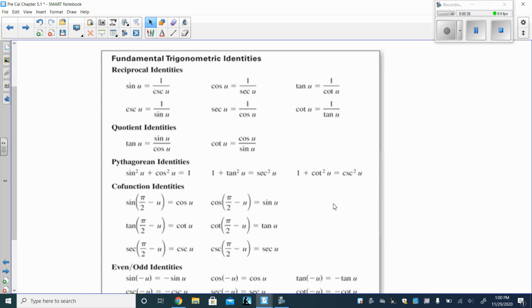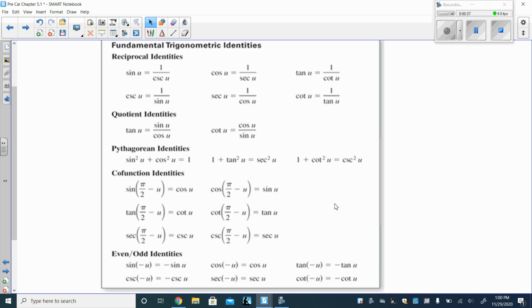Now this here is a pretty good size chart because we have sine, cosine, and tangent with our reciprocal functions, secant, cosecant, and cotangent. We also have the quotient identity that tangent is equal to sine over cosine, cotangent is equal to cosine over sine. We have our Pythagorean identities. Sine squared plus cosine squared is equal to 1. 1 plus tangent squared is equal to secant squared. And 1 plus cotangent squared is equal to cosecant squared. And we've seen all of these. So those first three we have seen.